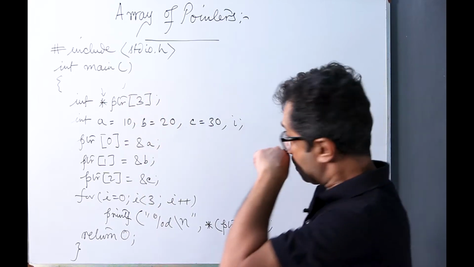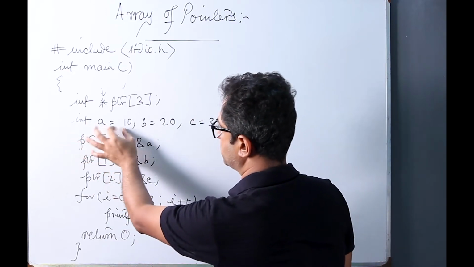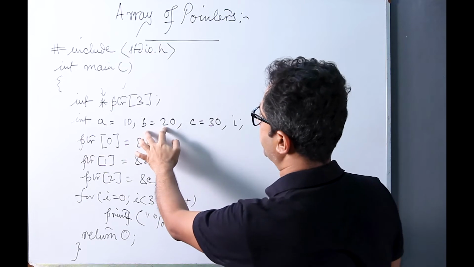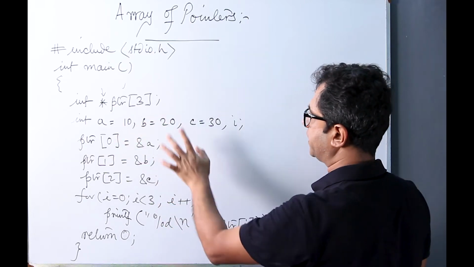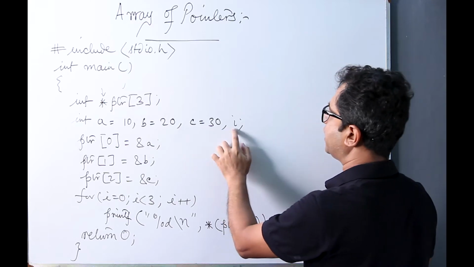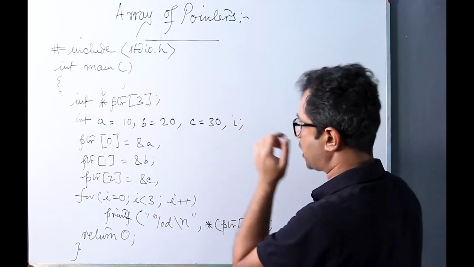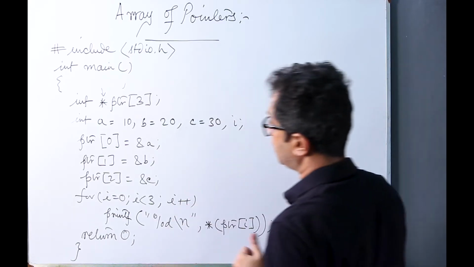Now I have declared 3 variables. Int a is equal to 10, I have initialized 10 to a, and 20 to b. All these variables are integer variables. I have initialized c to 30, and I have taken a loop or iteration variable i.